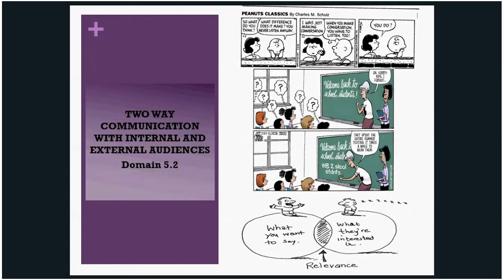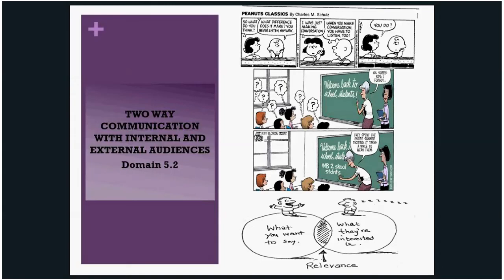The principal effectiveness model defines the next component, two-way communication with internal and external audiences, as follows. An effective principal uses multiple methods to frequently and clearly communicate to and seek input from parents, staff, and community members. And I put these 3 cartoons up because I think each of the cartoons speaks to some of the challenges we face related to effective communication.